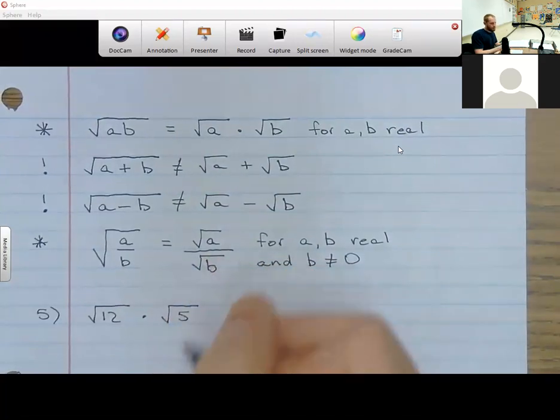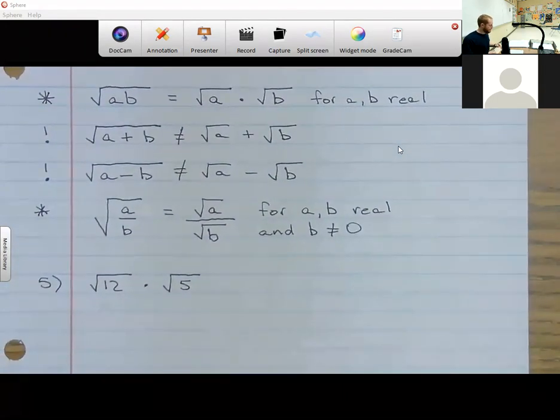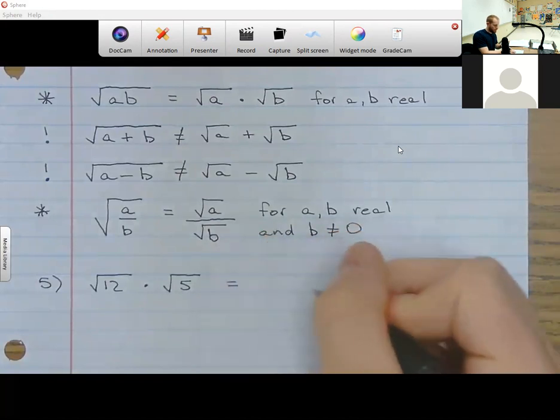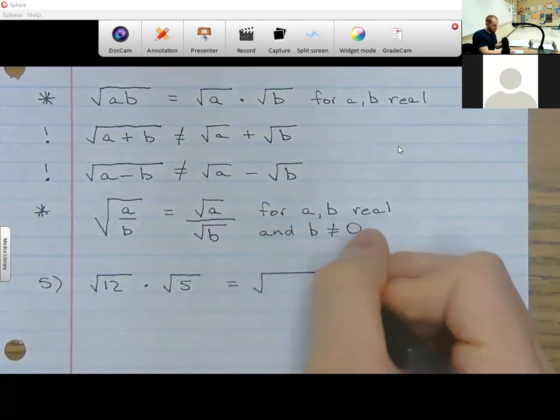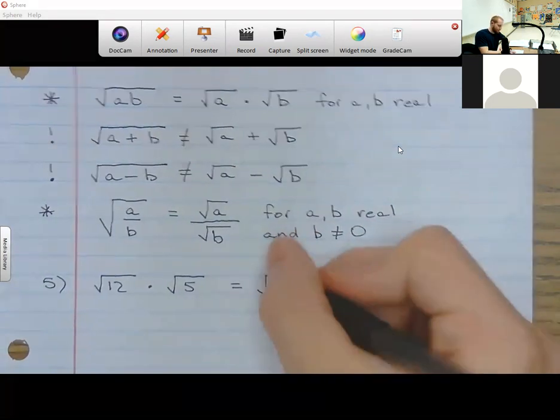Okay. Square root of 12 times square root of 5. Okay, I'll give you a minute to get that copied down. So what can I do here? I've got square root of 12. There are two ways I can do this. I can start off by simplifying the 12, or I can start off by multiplying. Let's do it both ways. Let's start off by multiplying. So what's 12 times 5? Have you thought about that yet? 12 times 5 is going to be 60, right?